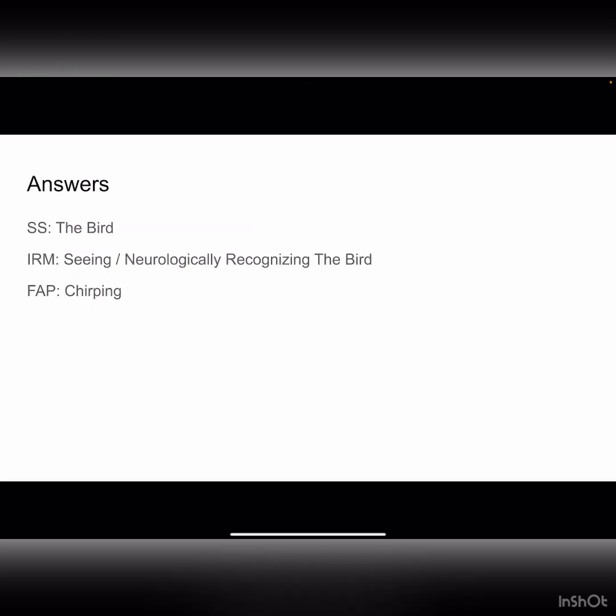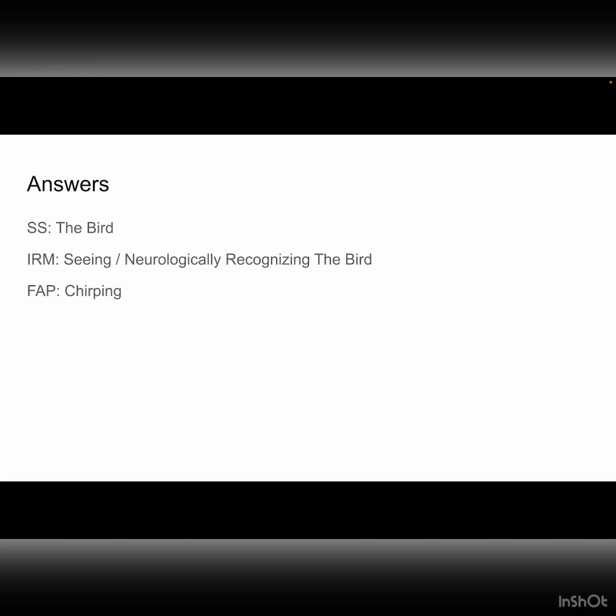So, we needed to find three things. First, the sign stimulus, the thing that caused the behavior, is the bird. The cat, the organism doing the action, saw the bird and chirped in response. That takes us to the next thing we needed to find. The innate releasing mechanism is the cat's recognition of the bird. The cat saw the bird and cognitively recognized that it was a bird, which resulted in its final behavior. Speaking of which, that resulting behavior, the fixed action pattern, was chirping.